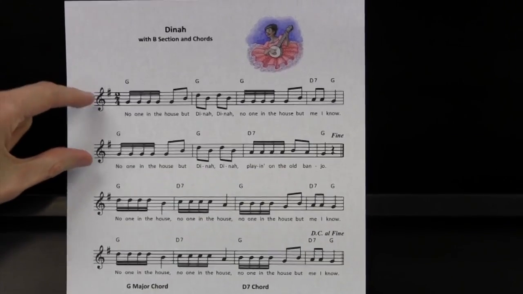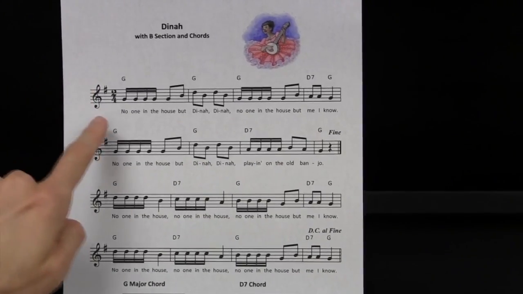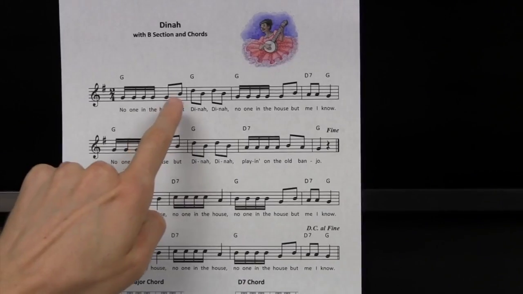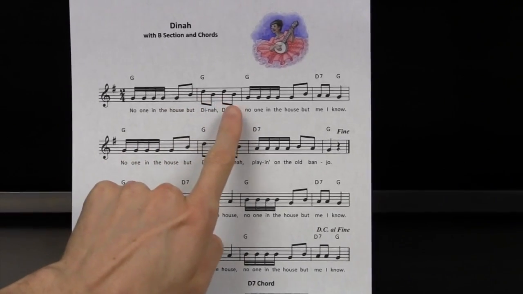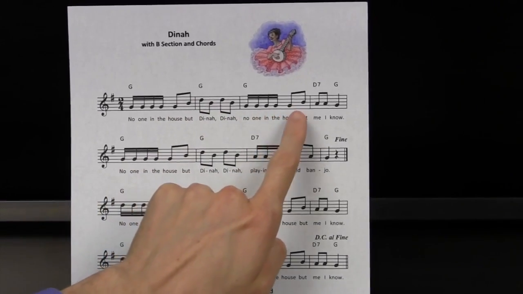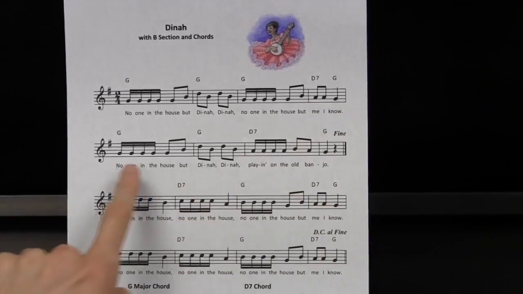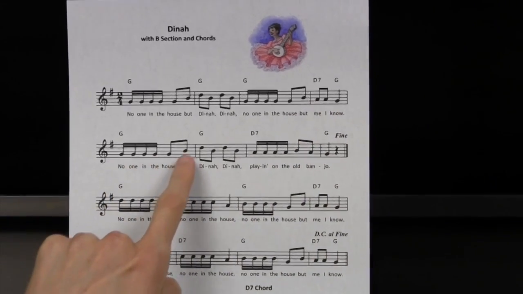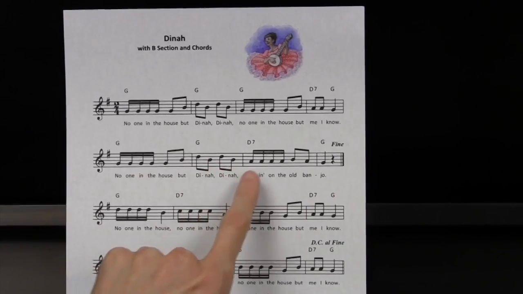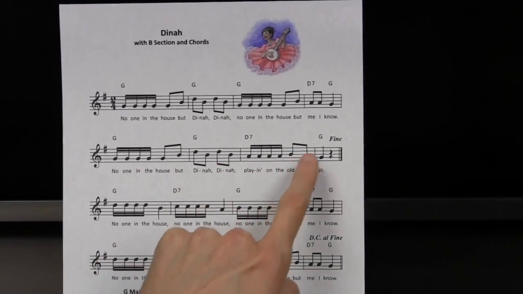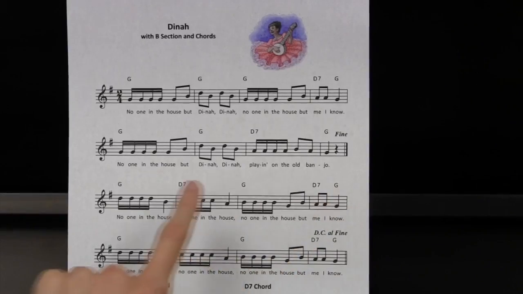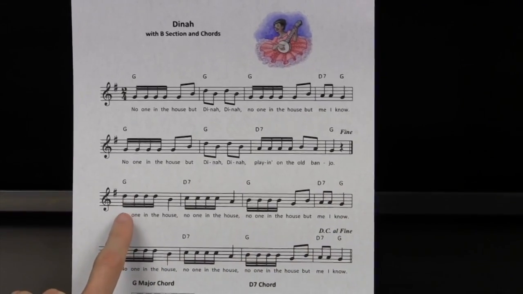The A section is made up of these first two lines, which we've already learned. No one in the house but Dinah, Dinah. No one in the house but me, I know. No one in the house but Dinah, Dinah. Playing on the old banjo. Rest. Now we get to the B section, which goes like this.